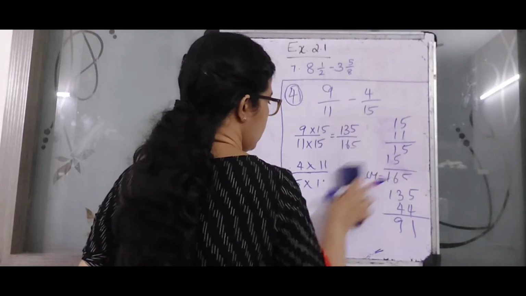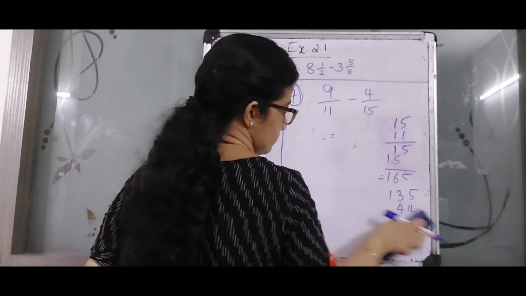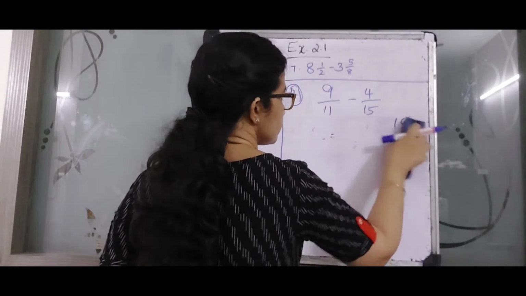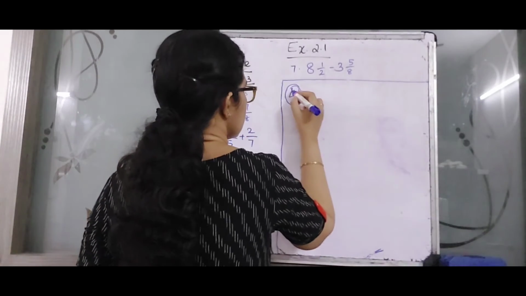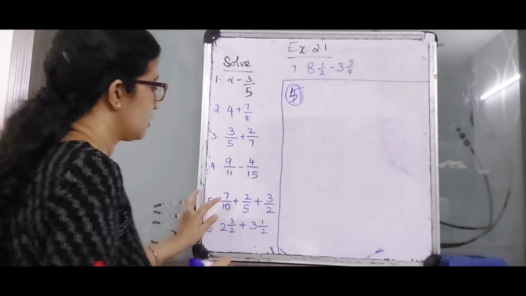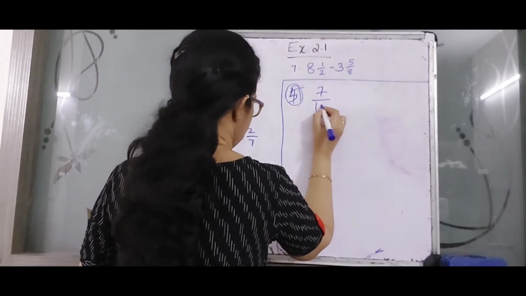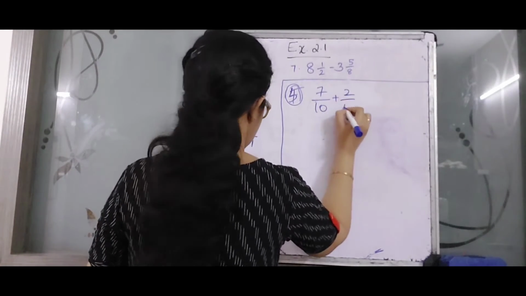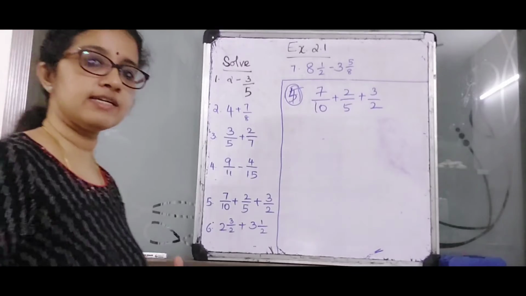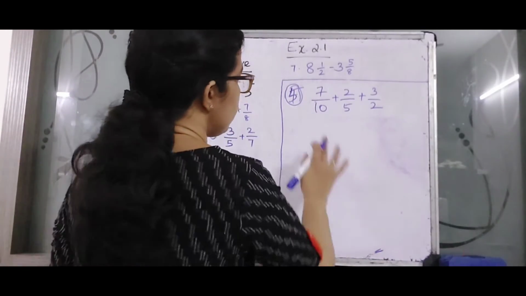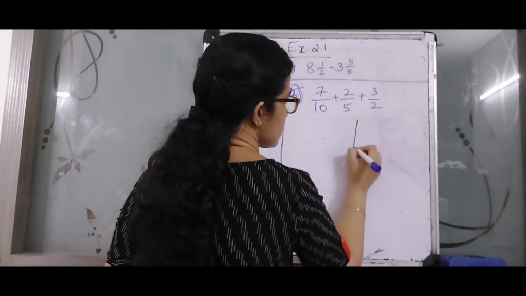Now let's do the fifth question. Fifth question is, there are three fractions given. Okay. So 7 by 10 plus 2 by 5 plus 3 by 2. Okay. Procedure is the same, method is the same. Only thing is that here we have three fractions. Okay. So we have to take the LCM of these three numbers.